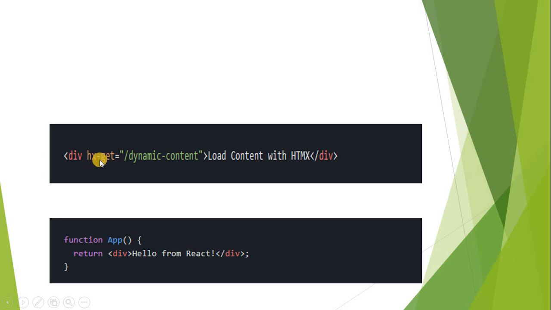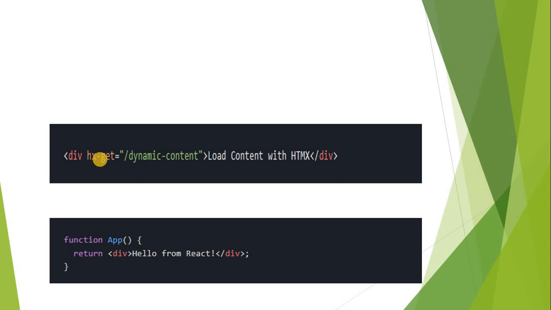So in HTMX, everything is in HTML attributes. We will work on the HTML attributes only. We don't use any JavaScript logic here. In React, we have to add JavaScript to add some logic. We have to call the API using Axios or the fetch API. We can use that.